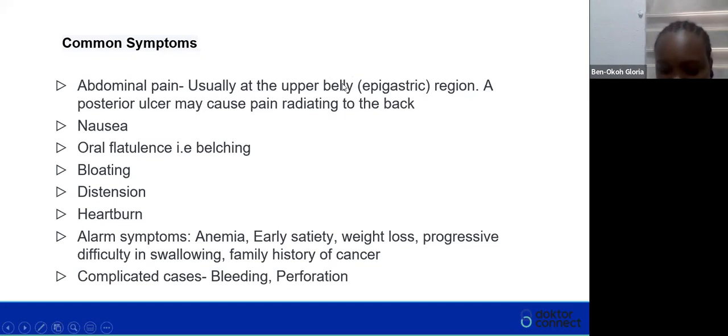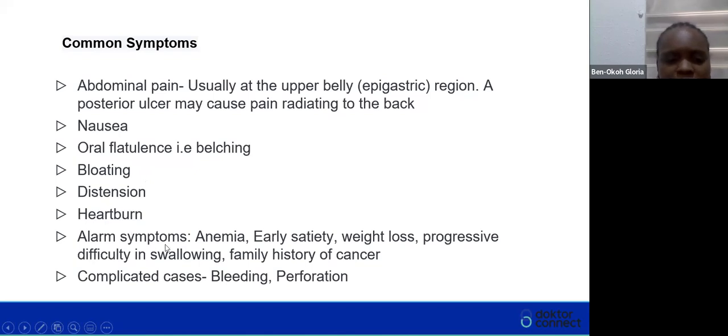Another symptom can be a feeling of vomiting, that's nausea. It can also be belching. The individual might feel bloated, or just very uncomfortable, with the abdomen distended. Like I said, it can also come as a peppery sensation, and the individual might feel some heartburn.